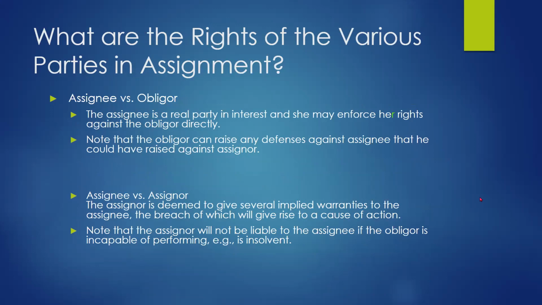What are the rights of the various parties in assignment? Assignee versus obligor. The assignee is a real party in interest, and she may enforce her rights against the obligor directly. Note that the obligor can raise any defenses against the assignee that he could have raised against the assignor.